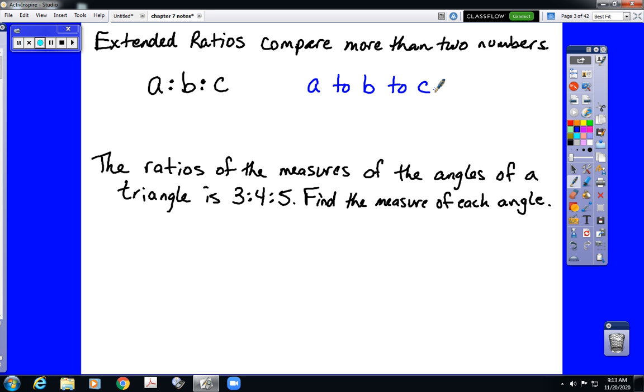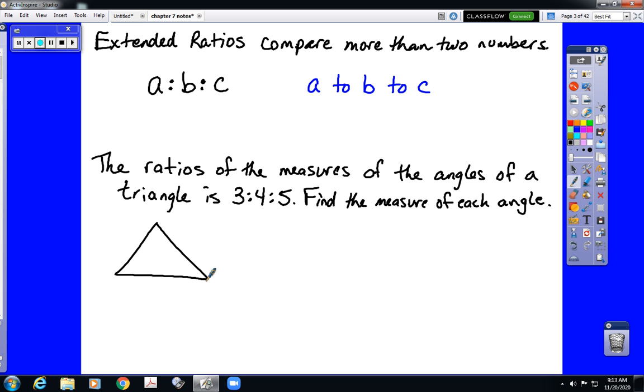The ratios of the measures of the angles of a triangle, gosh, that's a mouthful, is 3 to 4 to 5. Find the measure of each angle. So a lot of times in geometry, it's helpful to draw a picture. So we're going to draw a triangle. It doesn't matter what our triangle looks like because we're only using it to organize our thoughts.